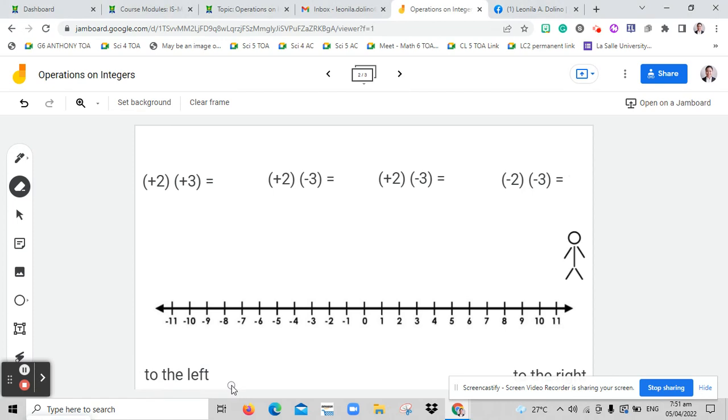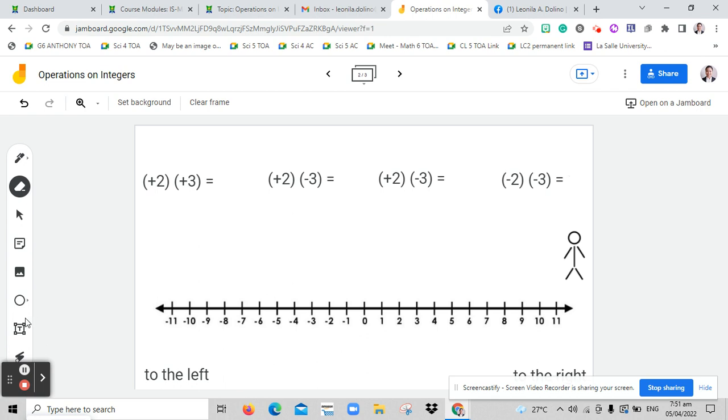Hi everybody! In this video, I will be discussing or explaining to you why multiplying integers with the same sign will lead you to a positive answer, while multiplying integers with different signs will always lead you to a negative answer. Okay? But first, let us recall the parts of multiplication.